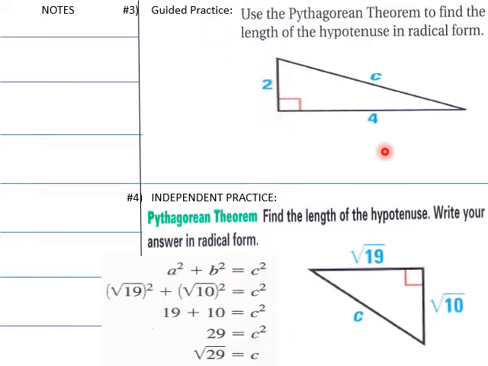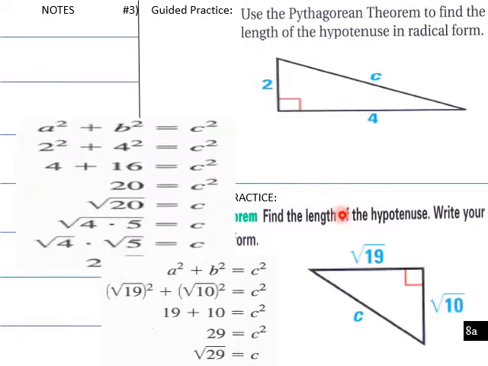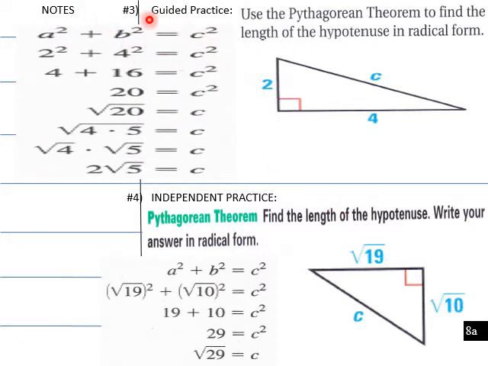And then up here, do the same thing here, students. Here's your Pythagorean theorem. And we get the square root of 20 equals c. And then we factor a radical out of this, square root of 4 times square root of 5, the product of radicals property. And square root of 4 is 2, then 2 times square root of 5 would equal c here.